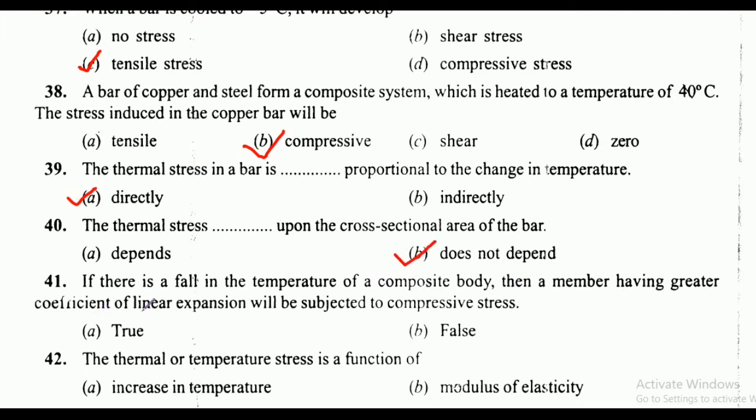Next is if there is a fall in the temperature of a composite body, then a member having greater coefficient of linear expansion will be subjected to compressive stress. Is it true or false? So here friends, correct answer is option B, that is it is false.